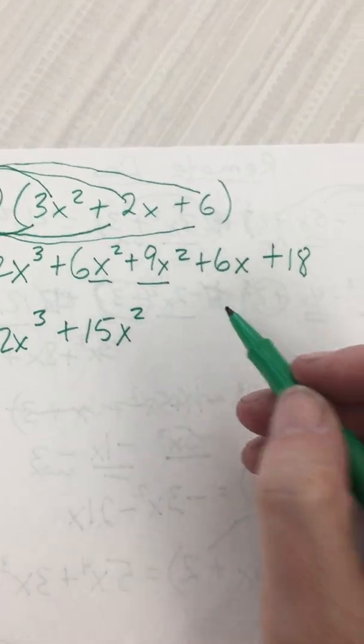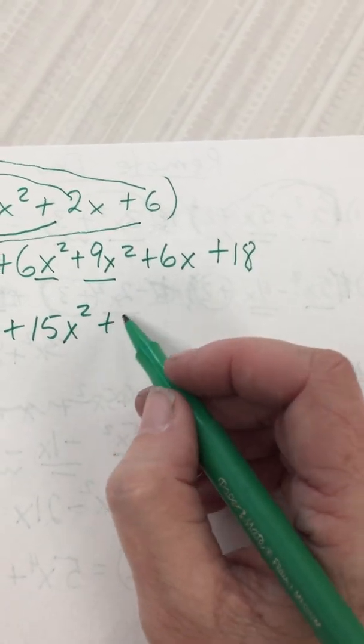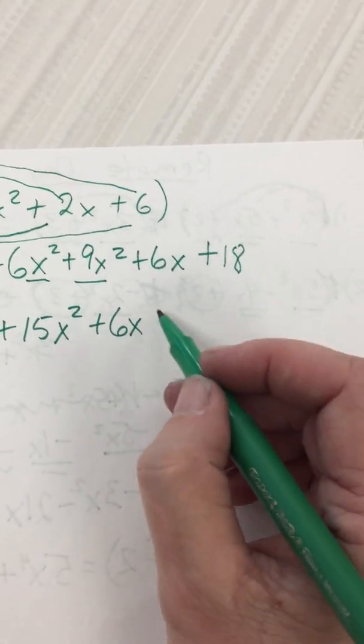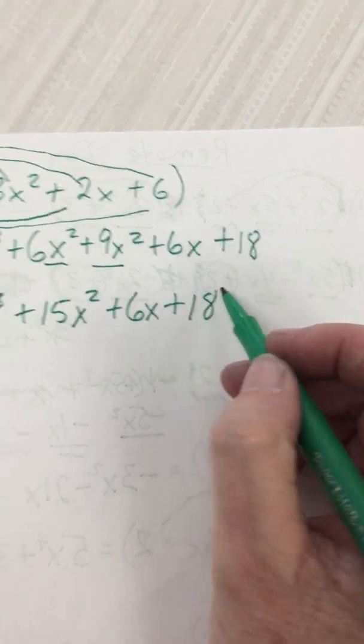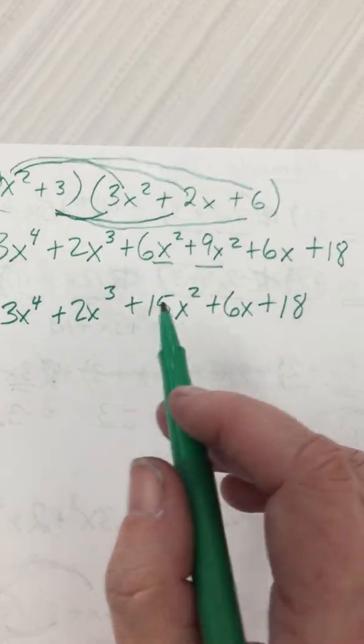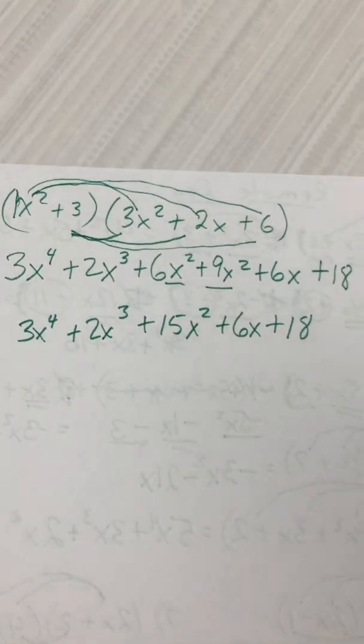I'm not changing my somethings. And then I have a plus 6x, and I don't have any other just plain x's, and I don't have any other constants, so that's it. I've got an x to the 4th, x to the 3rd, x squared, x to the 1st, and 18, and there is that answer.